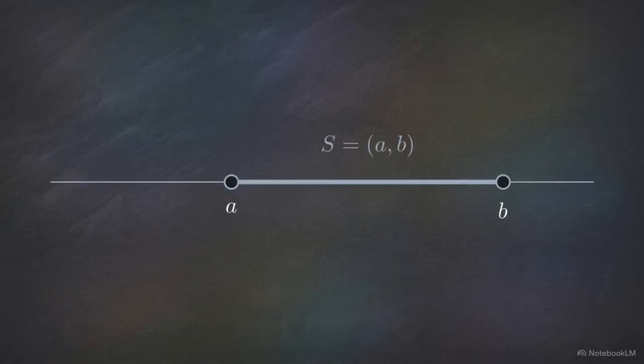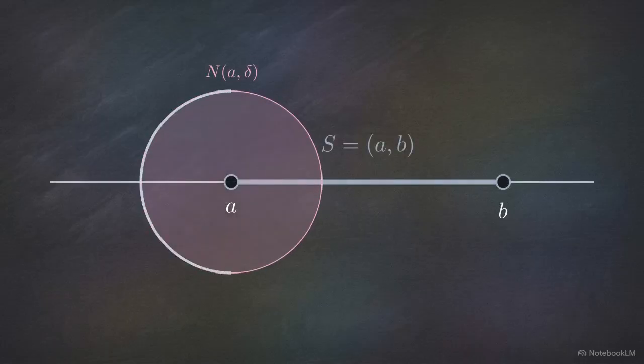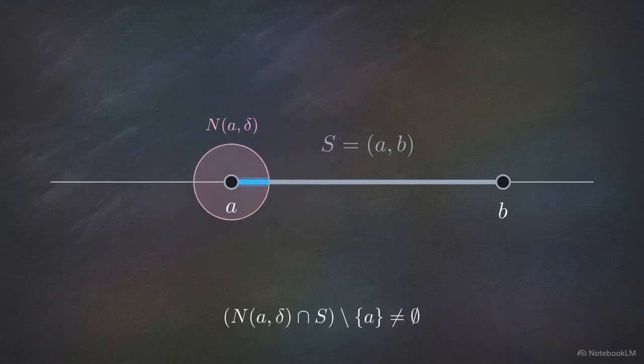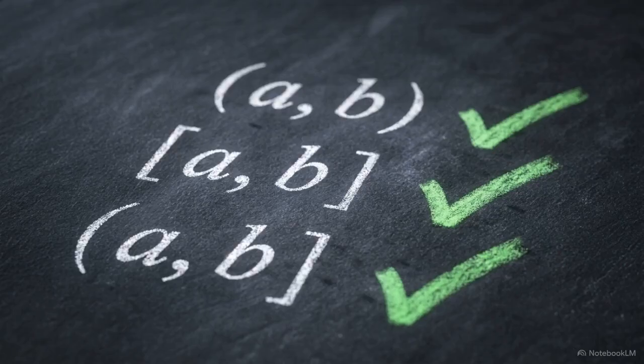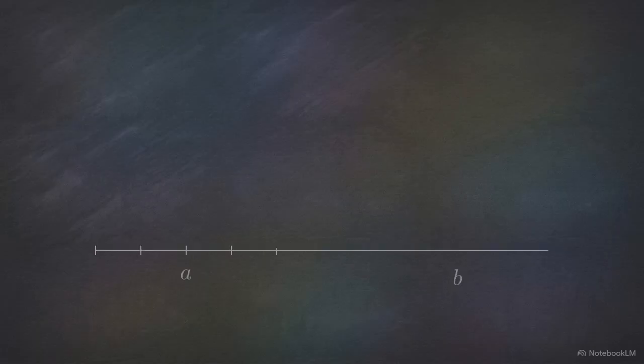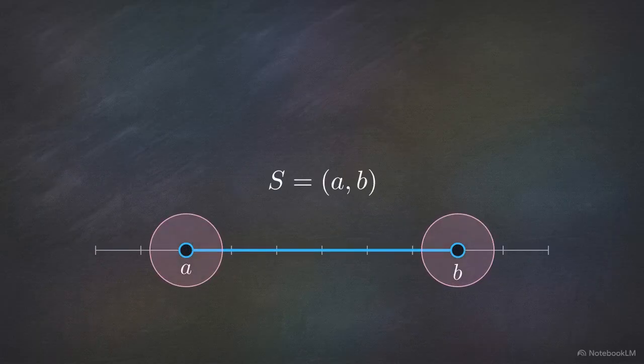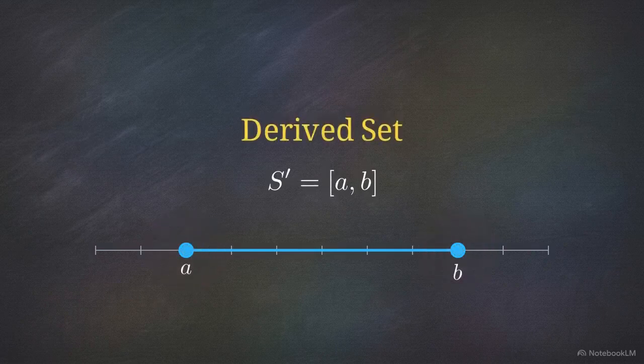If we center a neighborhood on boundary A, the left side is empty, but the right side overlaps with the interval. That overlap contains an infinite number of points from the set. The neighborhood is never empty of set elements. This satisfies the limit point rule. It applies whether the interval is open, closed, or only closed on one side. Because boundaries always facilitate this overlap, the derived set of any interval is the closed interval from A to B. Accumulation occurs at the edges regardless of inclusion.